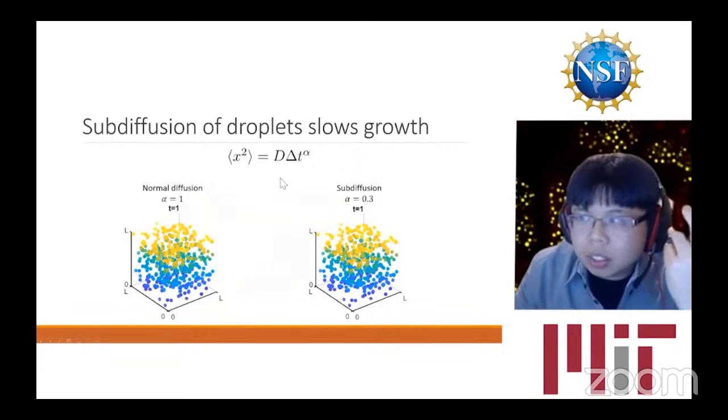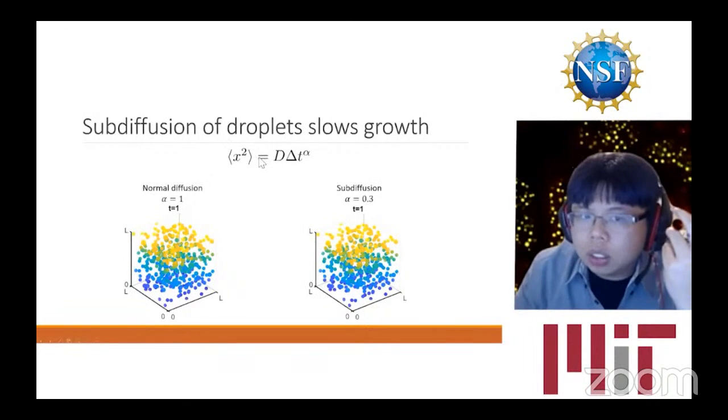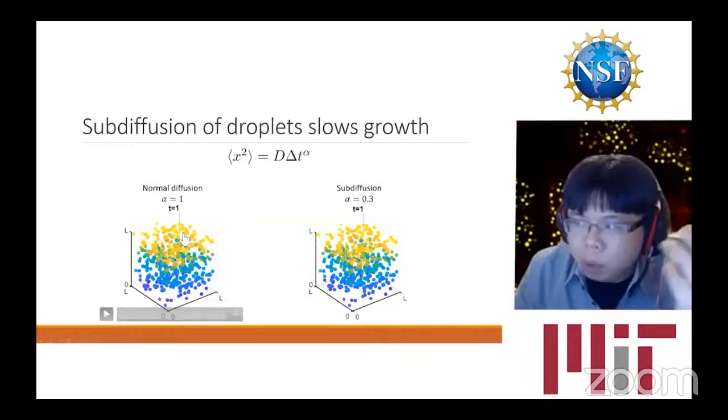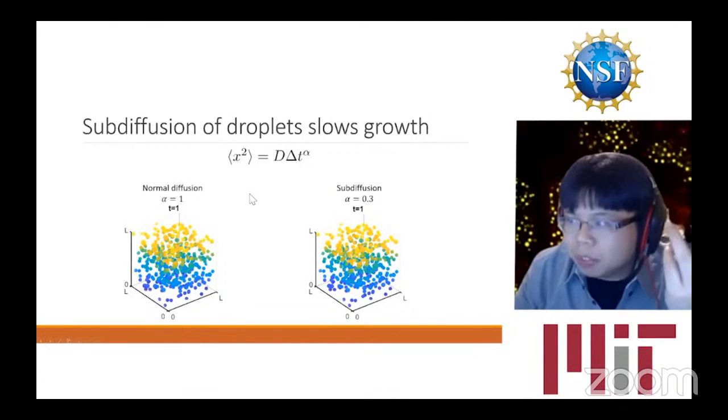unsurprisingly. And this is quantitatively described by looking at the MSD, the mean square displacement of these particles, and noting that they will also be characterized by a power law with the exponent alpha. And so for perfect Brownian motion, for normal diffusion, we will see that alpha is 1, and for what we term subdiffusion, we'll see that alpha is less than 1 in general, for example 0.3.